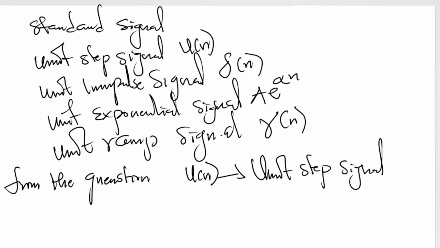Now, how do you define a unit step signal? Unit step signal is defined as u of n will be equal to 1 such that n is greater than or equal to 0, and u of n will be equal to 0 such that n is less than 0. This is the definition of the unit step signal. Now, let's go back to our question.